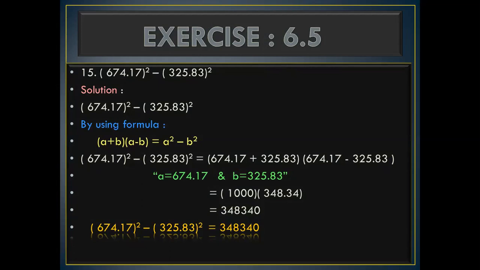So according to the question, 674.17 whole square minus 325.83 whole square. A is 674.17 and b is 325.83. Only instead of a you put 674.17 and instead of b, 325.83. In the first bracket we add these numbers and in the second we subtract these. When we add we got 1000 and when we subtract we got 348.34. Now take the product of these two terms, 348340. This is our required answer.